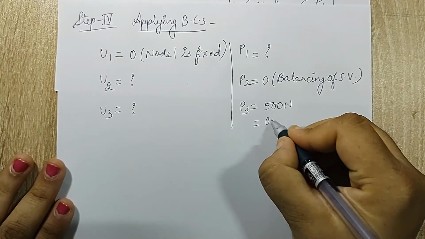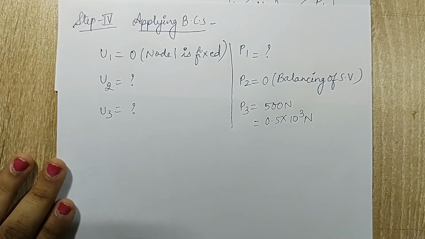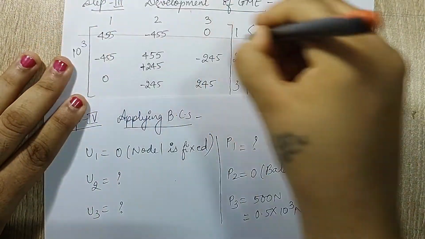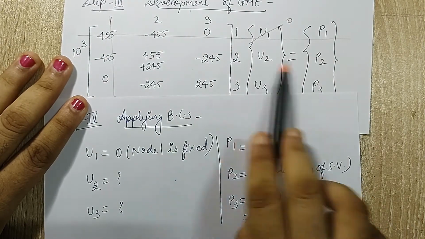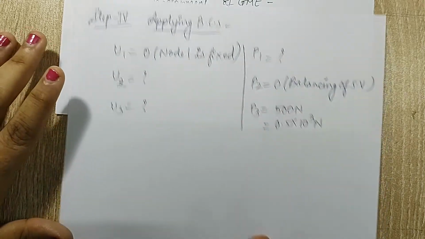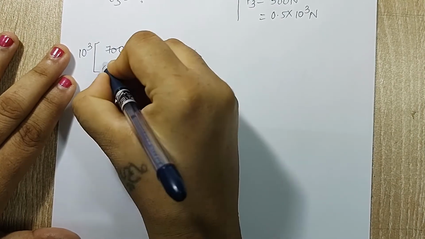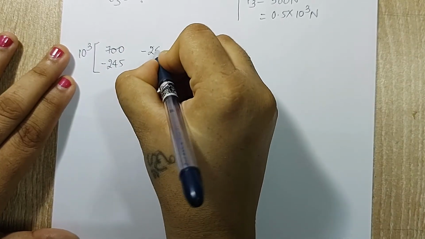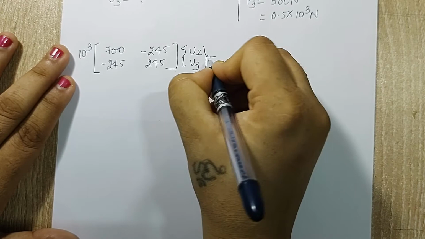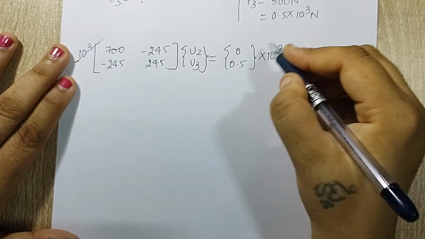Now here what I'm going to do is write this as 0.5 into 10 raised to 3 Newton. The reason is I want to cancel out 10 raised to 3 from both the sides. Next I'll see this U1 as 0. Since U1 is 0, I'll not consider the first row and first column for some time. I'll use the rest of these terms and calculate the value of U2, U3. So let's write the equation. I'll have 10 raised to 3 common, [700 -245; -245 245] [U2 U3] is equal to [0 0.5] into 10 raised to 3. This 10 raised to 3 gets cancelled.